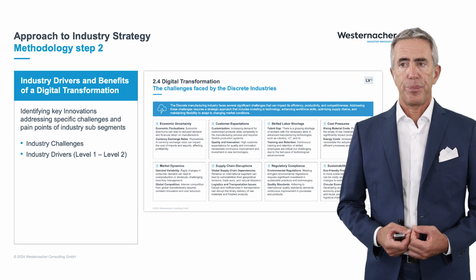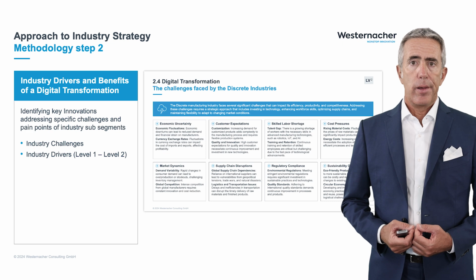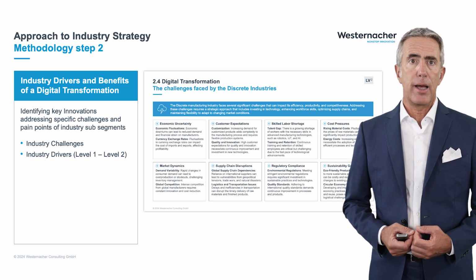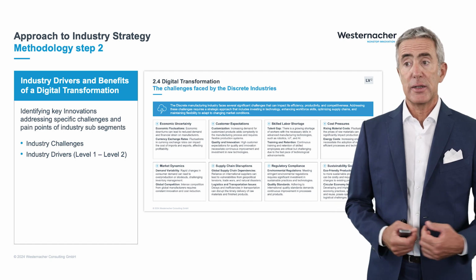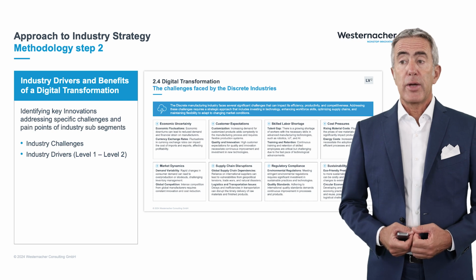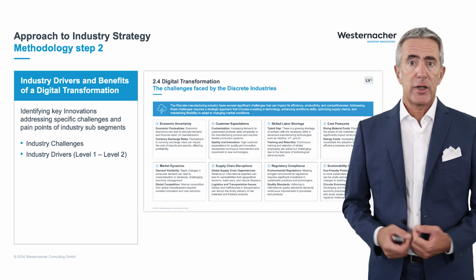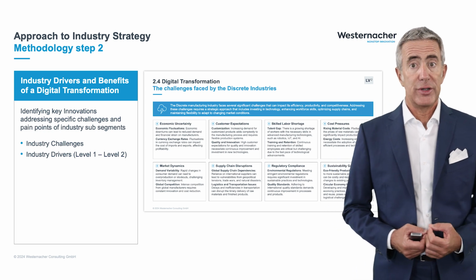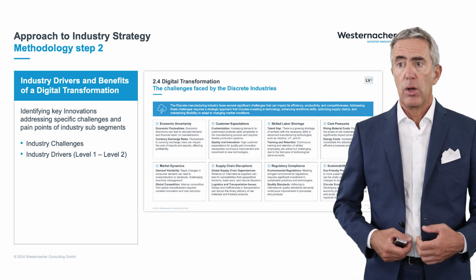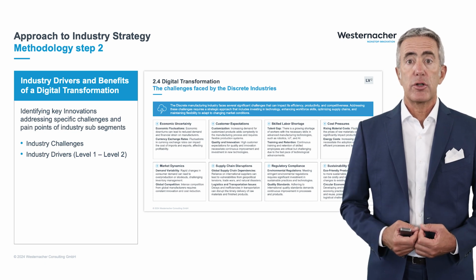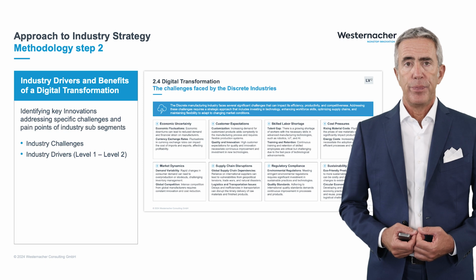For example, you can have economic uncertainty related to fluctuation, for example, of exchange rates that are changing every time. You can have a rise of customer expectation related to, for example, mass customization of specific products, or a rise of expectation in terms of quality and innovation.